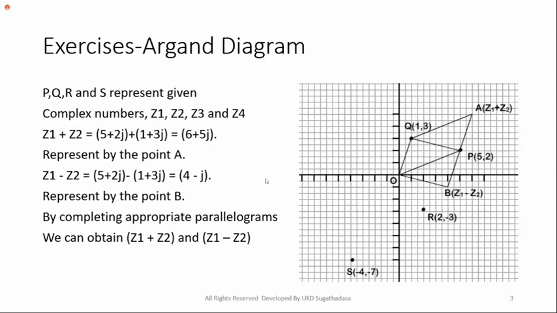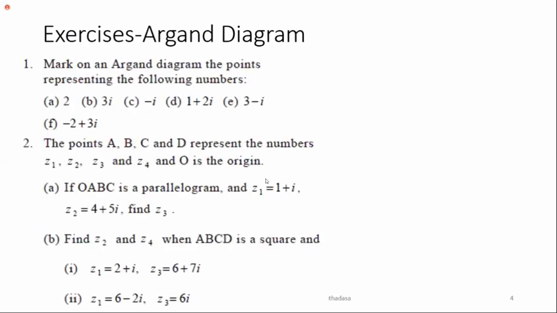See, by completing the appropriate parallelograms, we can obtain Z1 plus Z2, Z1 minus Z2. The theory part has been explained in one of the slides earlier, right? This exercise, I think I'm not going to give you answers for everything. Remember, the first one I am not going to give, right?